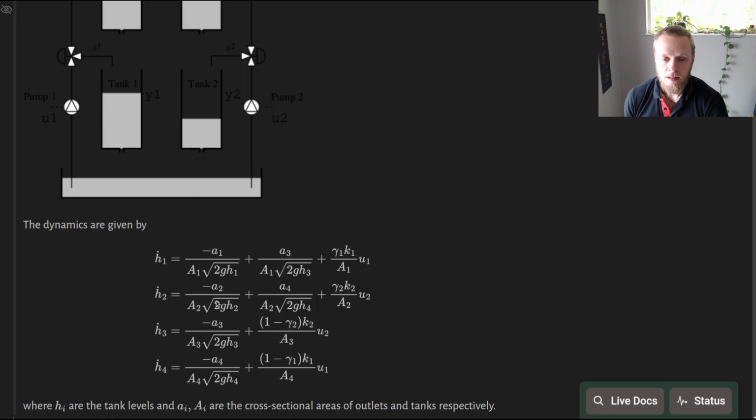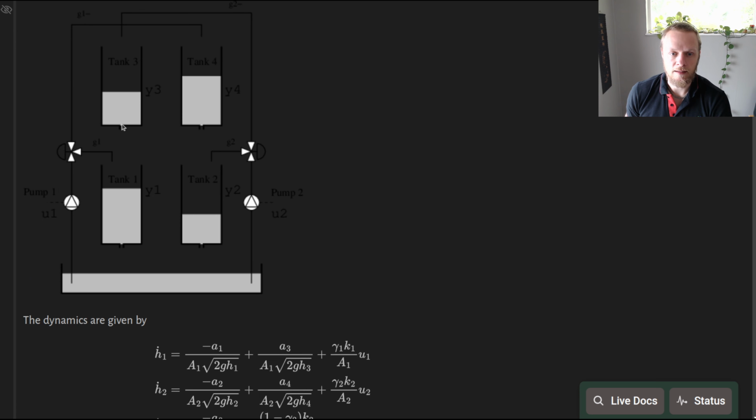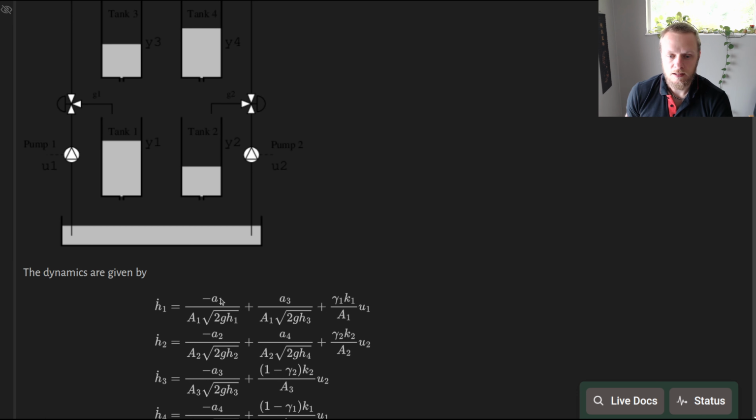And now to make this interesting, we say that one of these parameters, the parameter A1, the cross-sectional area of the outlet of the first tank, changes during the simulation.